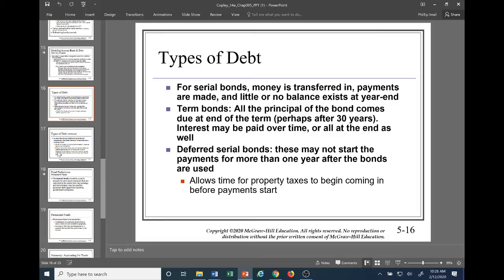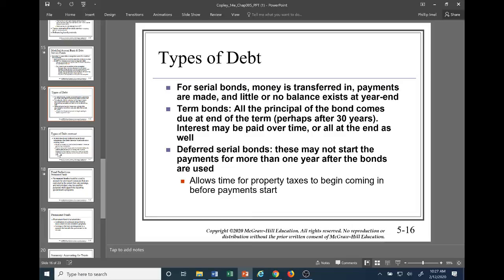So we took them out maybe on January 1, year 1. Payment's not due until January 1, year 2, because that's the deferred period. They're giving us a grace period for like a year until we can start getting some revenue in. So obviously deferred serial bonds may not start the payment for more than 1 year after the bonds are issued. And like I said, it allows time for property taxes to start rolling in before the due dates are due on that debt.